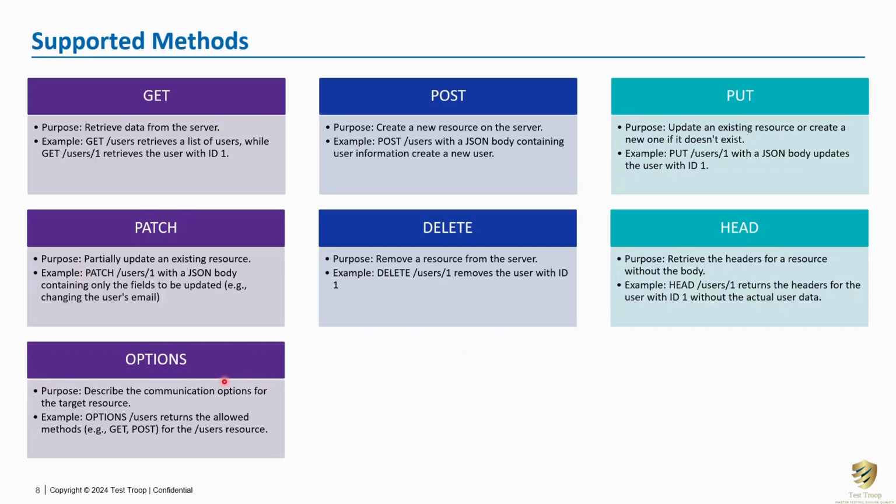Options is used to determine the operations that you can perform for a given API, such as the allowed HTTP methods. So for example, if you have an API and you want to see what operations you can perform using that API, then you can use the options method. So you can use options as options/user. It returns the type of methods, the operations that you can perform with the resource user, like get, post, etc.